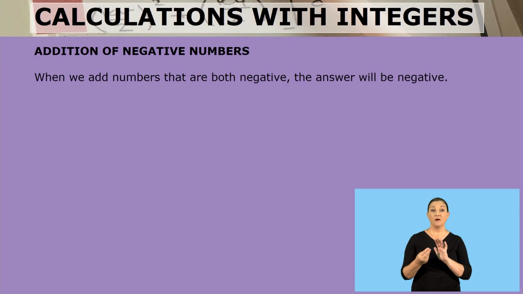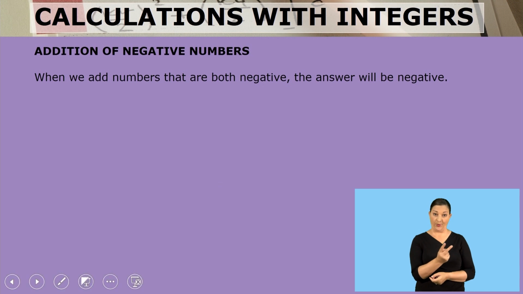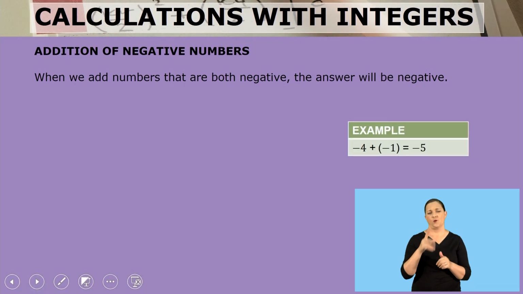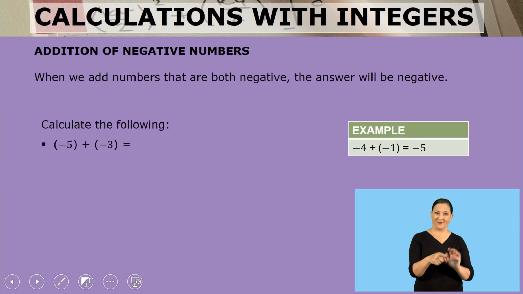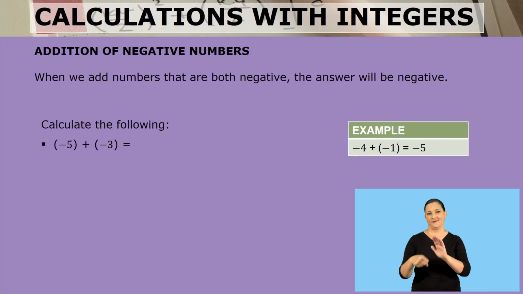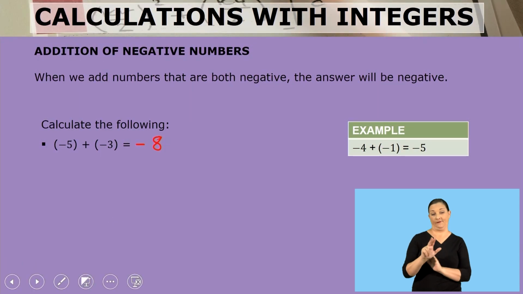Let's go on to the addition of negative numbers. When we add numbers that are both negative, the answer will be negative. For example, if I have a negative 4 plus a negative 1, the answer is going to be a negative 5. Let's calculate the following. We have a negative 5 plus a negative 3. Again, we know our answer is going to be negative, and then we just add those natural numbers, which gives me a negative 8 as the answer.